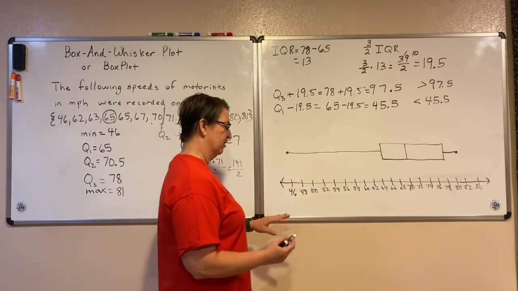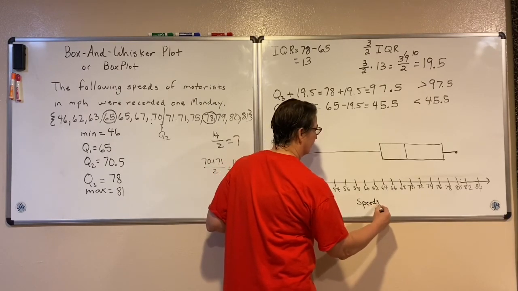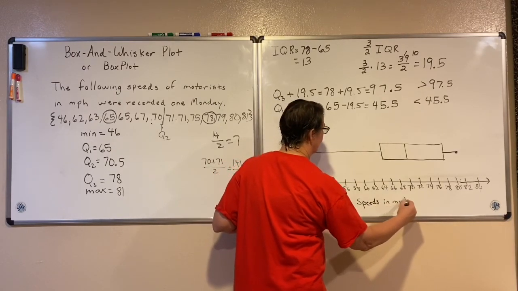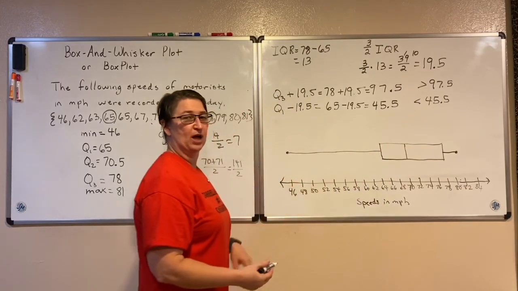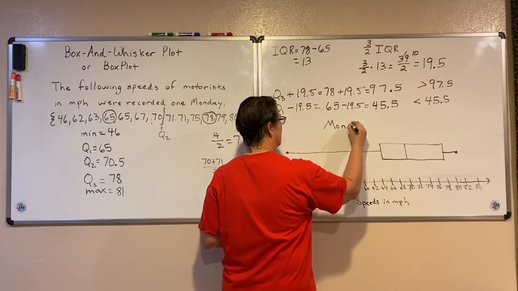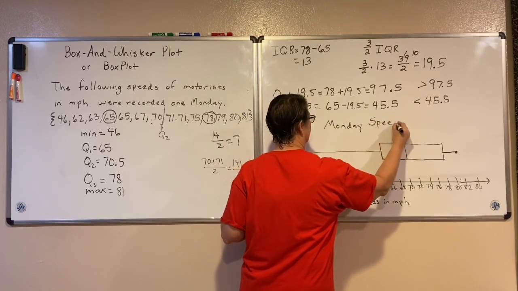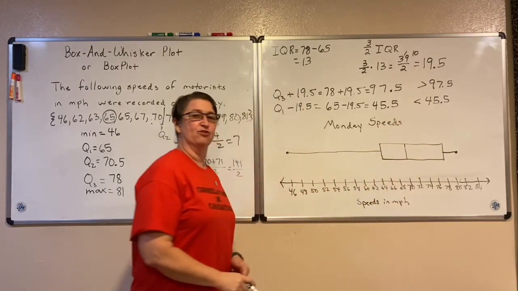Now, with all good displays, we need to have labels. So what are these numbers down here? These are speeds in miles per hour. And then I need a title for my box plot to let my reader know if they want to actually look and see what the information is. So all good displays have those titles.